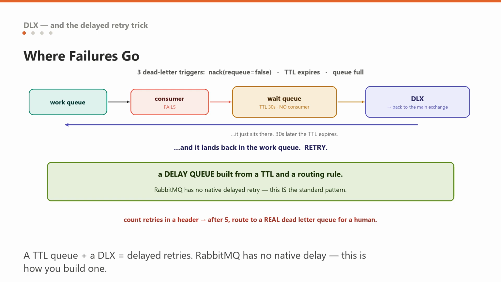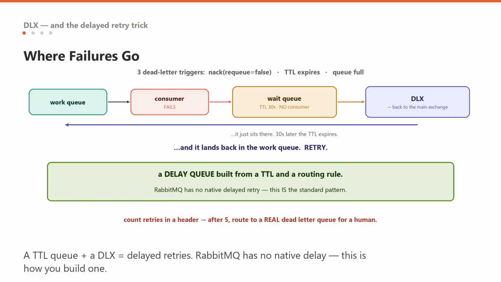Now when your consumer fails a message, it publishes it to the waiting queue. The message sits there. Nobody consumes it. 30 seconds later its TTL expires. An expiry is a dead letter trigger, so it gets republished to the main exchange and lands back in your work queue, ready to retry. You have built a delay queue out of a timeout and a routing rule.